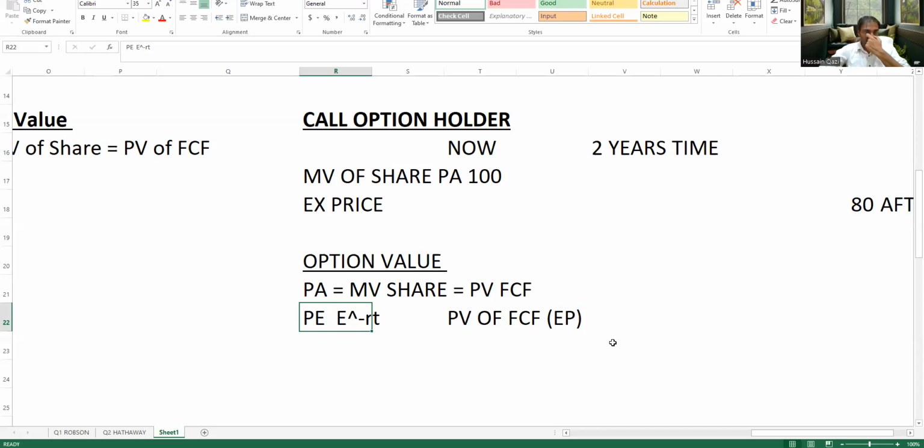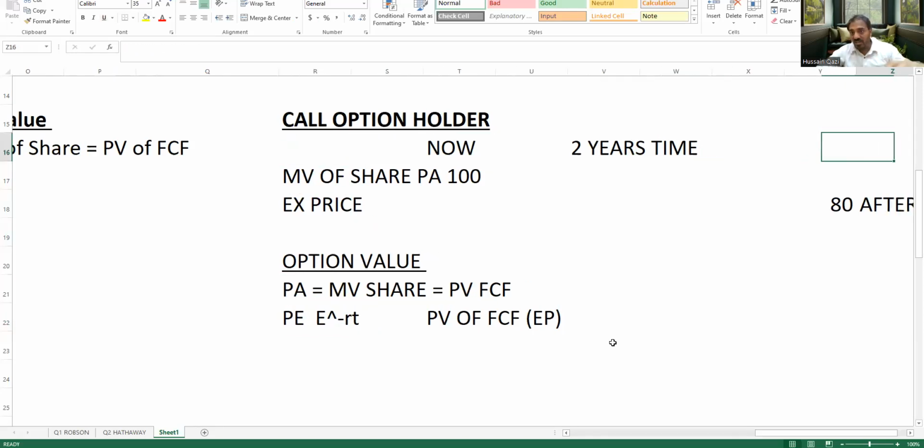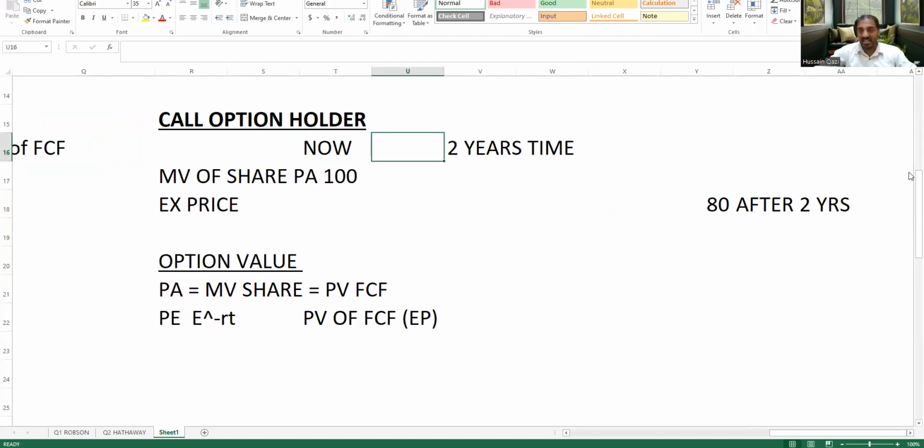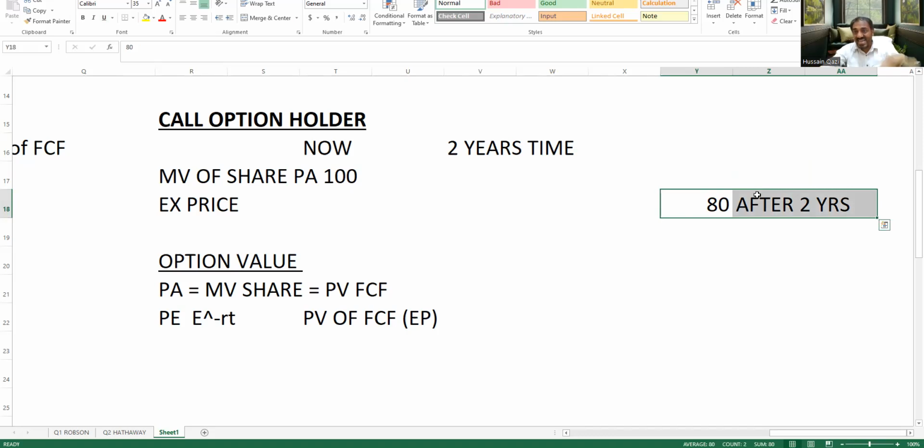Number one, in the practical world, here is what I said to you: we, the option holder, have a right to exercise this option after 2 years. It's mentioned after 2 years.